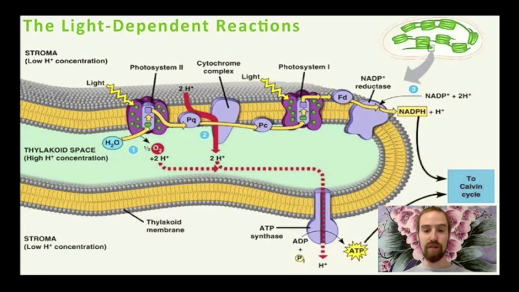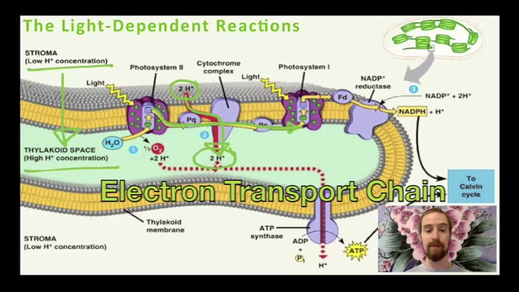The energy of these moving electrons is used in a series of reactions that cause additional hydrogen ions to be moved into the interior of the thylakoid membrane. Since these hydrogen ions are moving from an area of low concentration to an area of high concentration, we can think of this as a kind of active transport, powered, in this case, by the movement of high-energy electrons through this series of proteins that we call the electron transport chain.